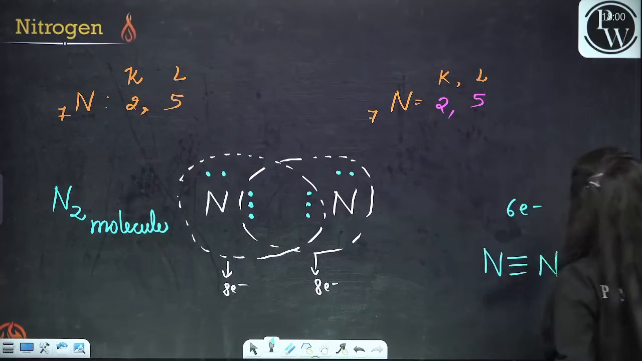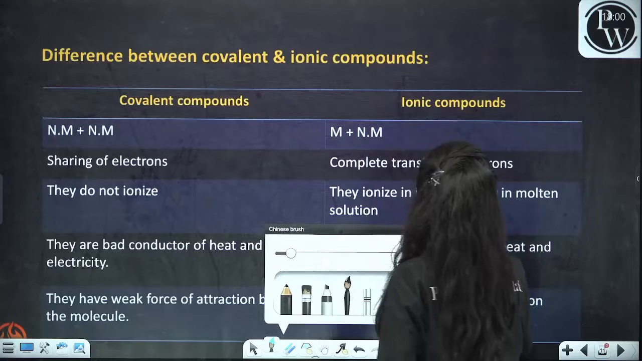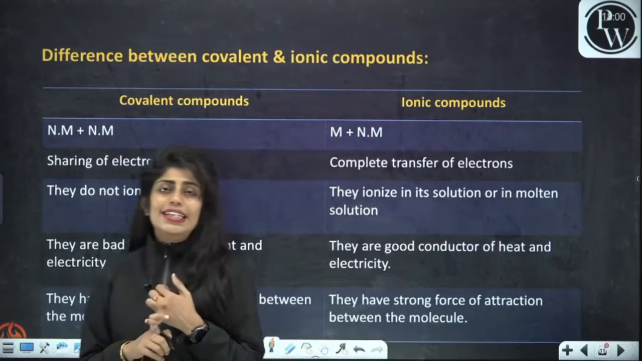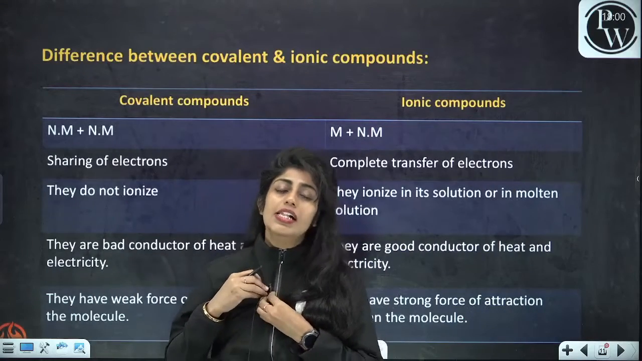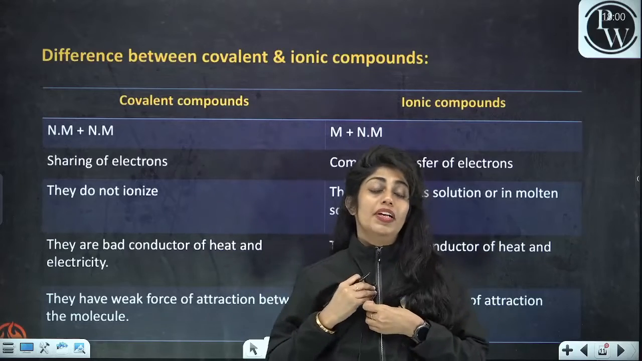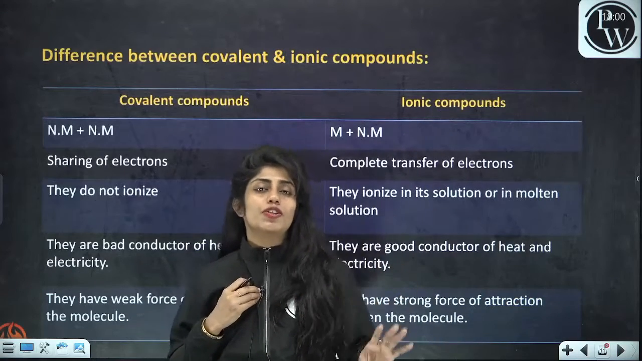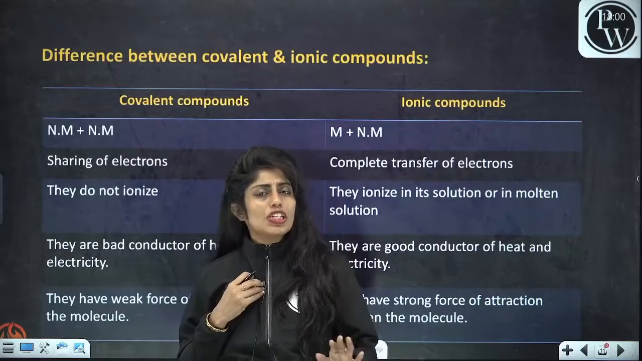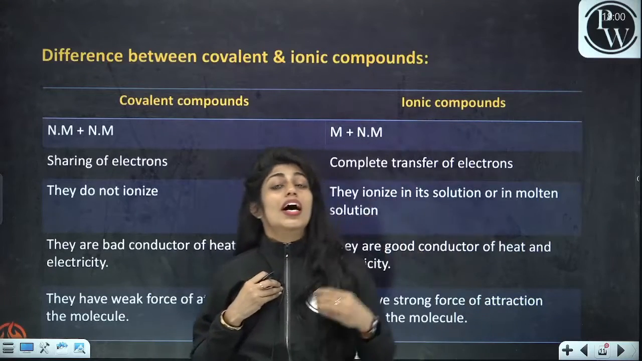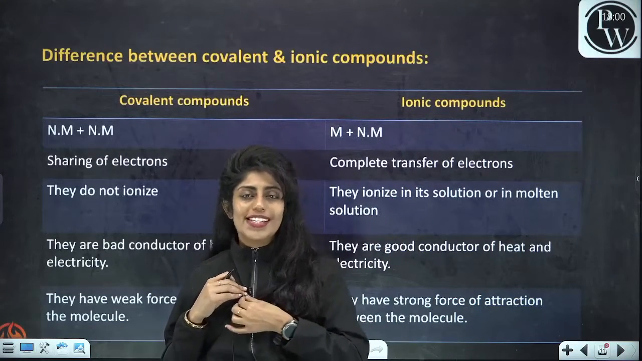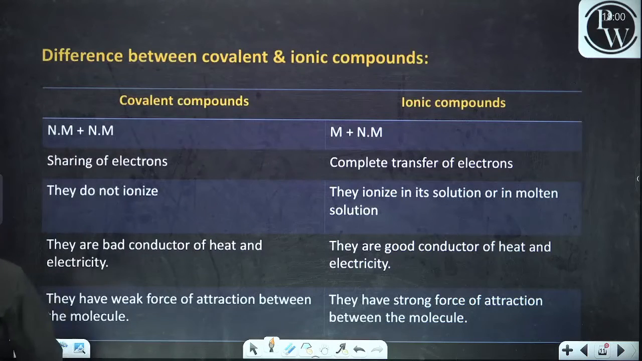Okay. Now, I have clearly checked that a covalent bond can be single, can be double, and can be triple, depending on the number of electrons we are sharing. So maximum, in your syllabus, we will be considering bonding up to 3. Yes, in the higher classes we can see 4, 5, 6.